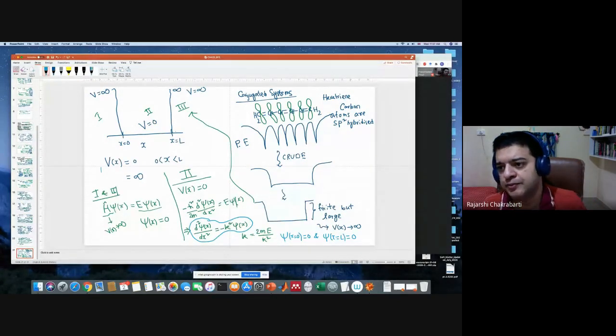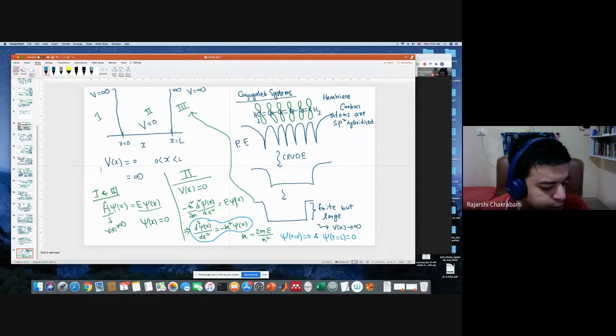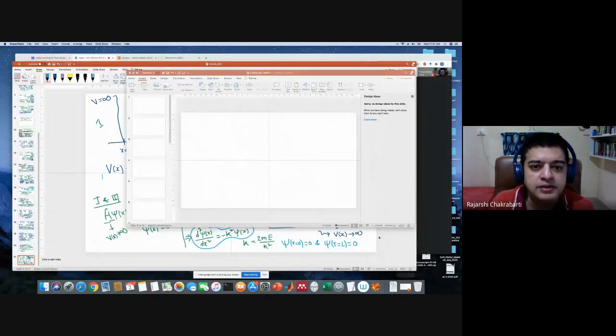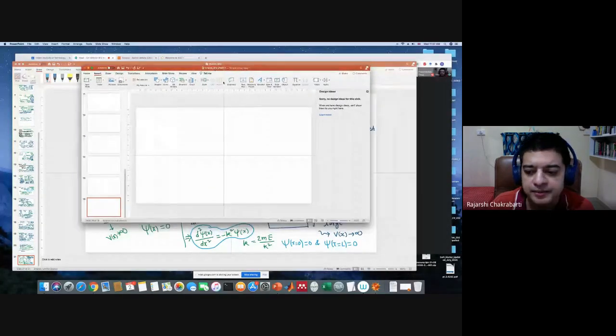You have also mentioned how this model can be connected to a chemical system. An example was hexatriene. We will do more later. So now we can begin from where we finished in the last class.